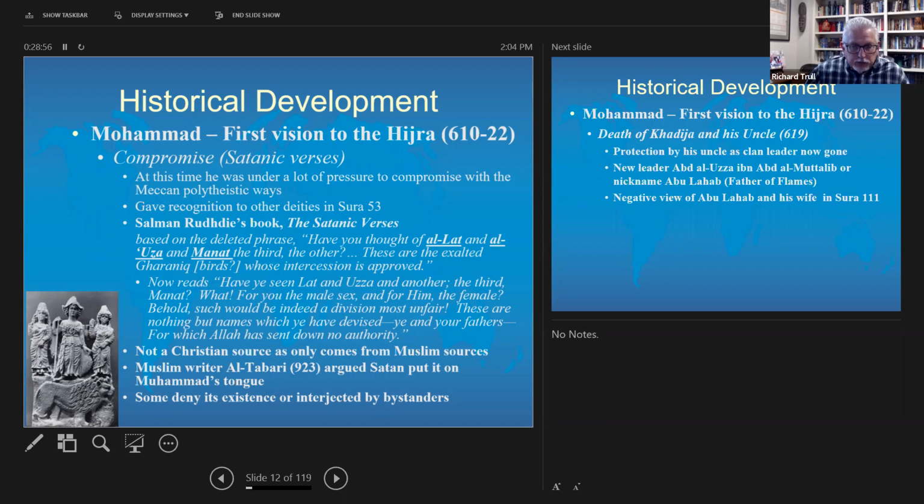Now, notice this doesn't come from any Christian sources. All this is from Muslim sources. And even one Muslim writer argued later on that Satan put it on Muhammad's tongue. Now, that's interesting. I don't think most Muslim authorities would agree with that today. Some deny that it ever existed, or they say it was recording something that was interjected by a bystander. When we get into how the Quran was formed and other writings, we'll talk a little bit more about the Quran and how that came about.